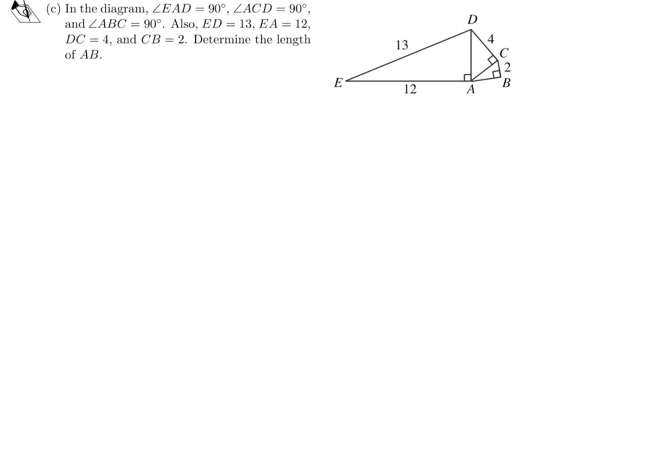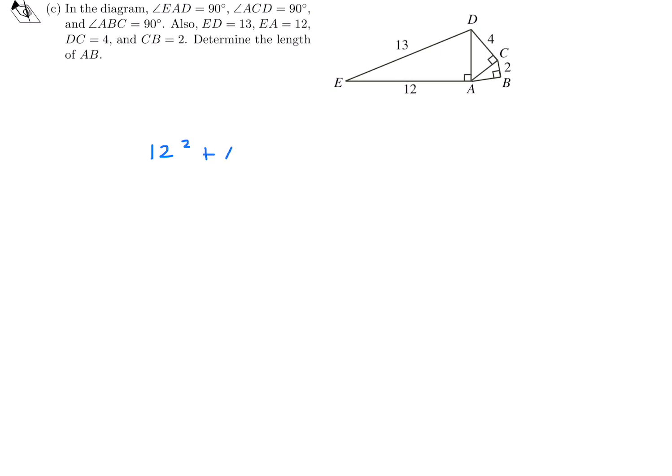In the diagram, EAD is 90 degrees, ACD is 90, ABC is 90, ED is 13, EA is 12, DC is 4, and CB is 2. Determine the length of AB. Well, this is a whole bunch of Pythagorean theorems. Some of you can do this in your head since these are very common. But if you can't, no problem.